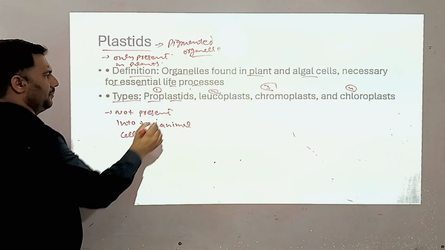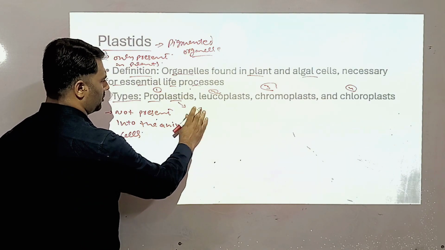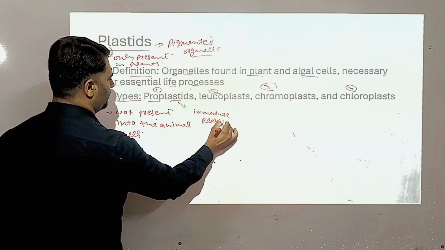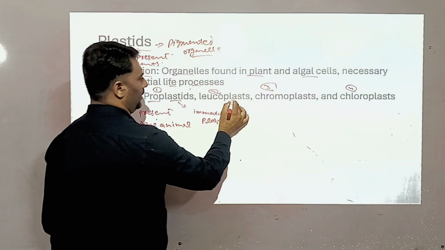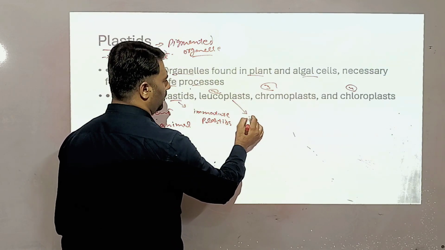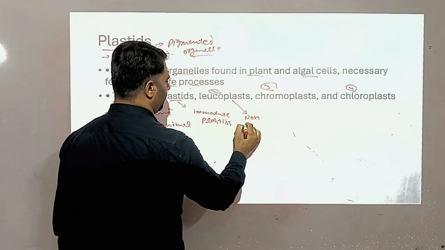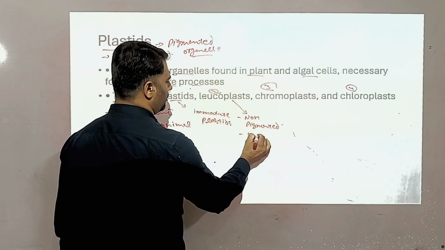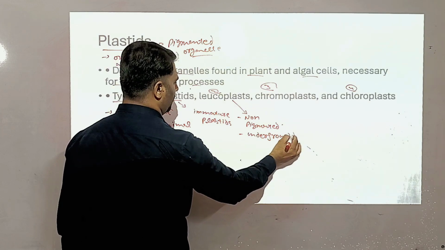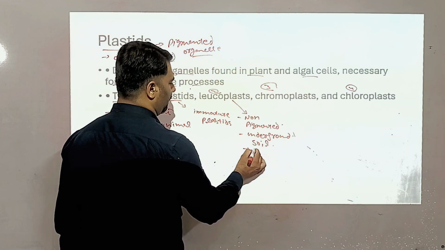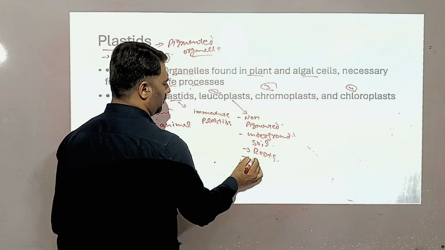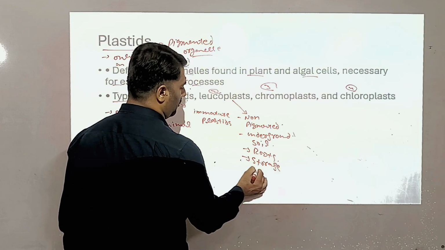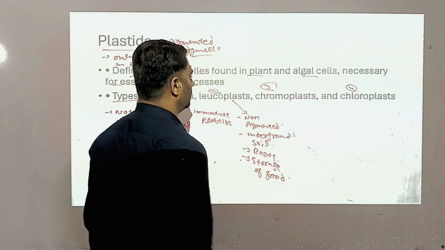Proplastids are those which are immature plastids. Leucoplasts are structures which are non-pigmented. They are only present underground in the soil, in the form of roots, and they only perform the function of storage of food.